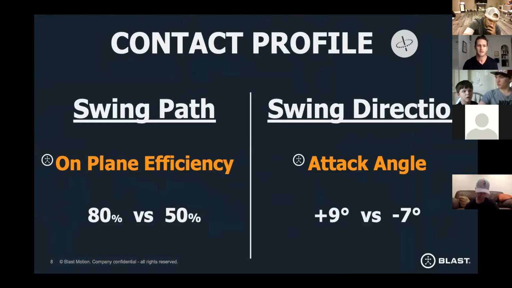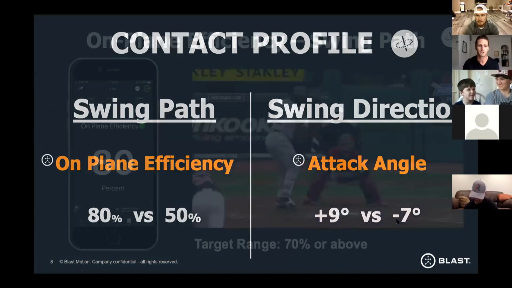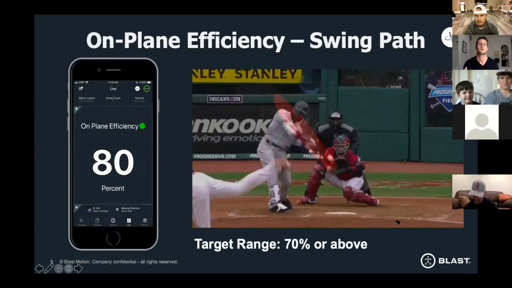So on the contact side, we have swing path and swing direction. Our swing path metric is on-plane efficiency. Swing direction is attack angle. Again, I have the two Blast metrics here. There's a big difference between 80% and 50% and +9 and -7. Well, those are just numbers. So let's use a little bit of a visual.